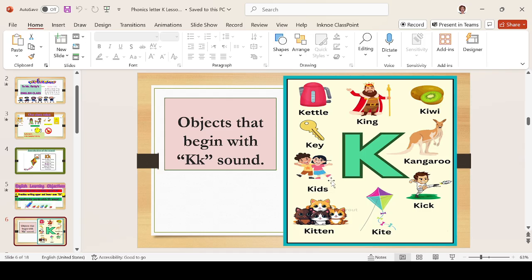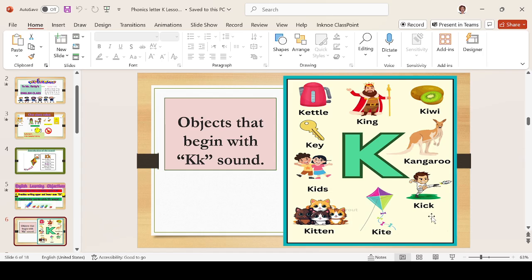These ones, K, kids. Okay, and K, kangaroo, and K, kitten. This one you know, right? You have a kite, K for kite, and lastly, K for kick, kick the ball.